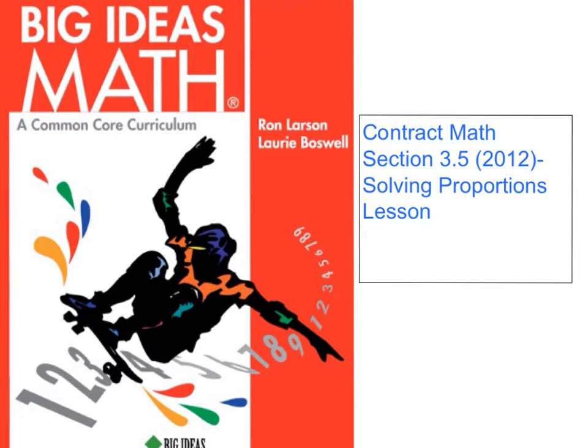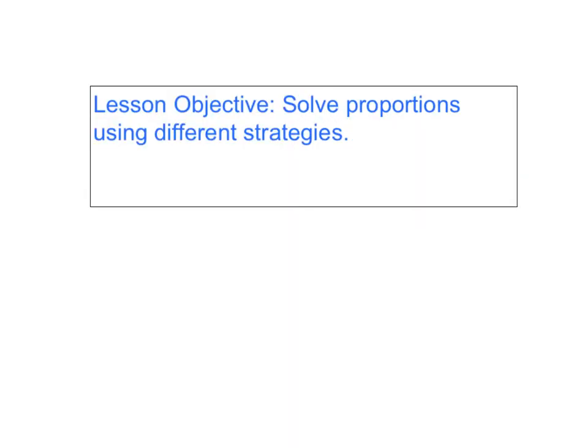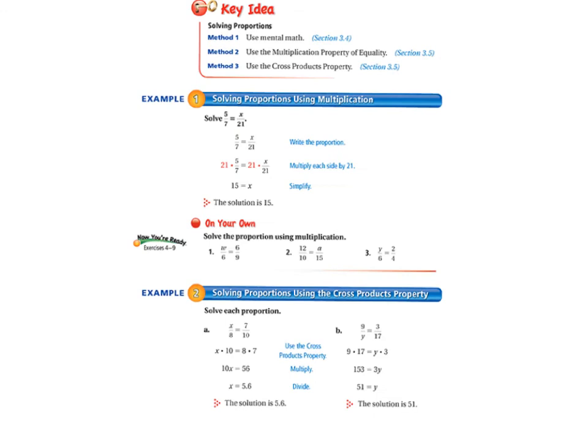Pause while you write Section 3.5, 2012 lesson in your math notebook. Pause again while you write today's lesson objective in your math notebook. Today's objective is to solve proportions using different strategies. Today we'll be starting on page 124 in your textbook.